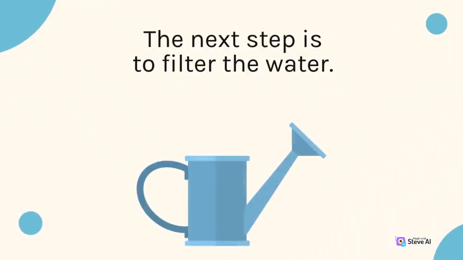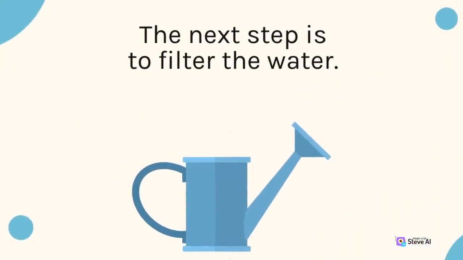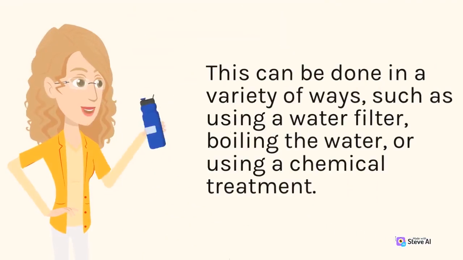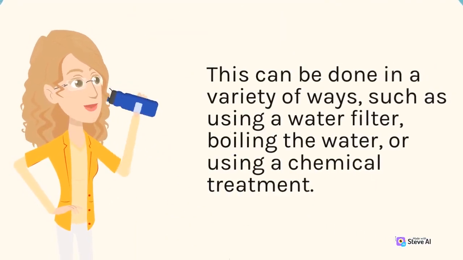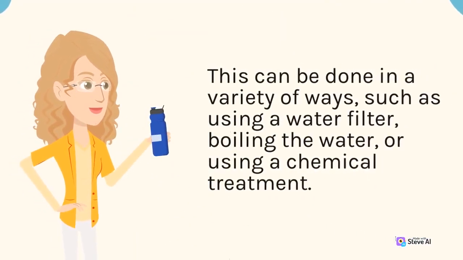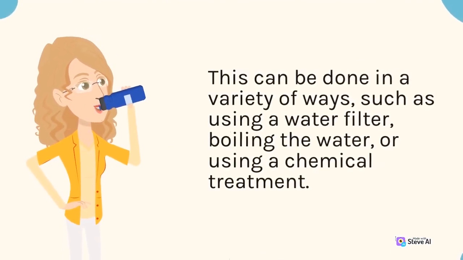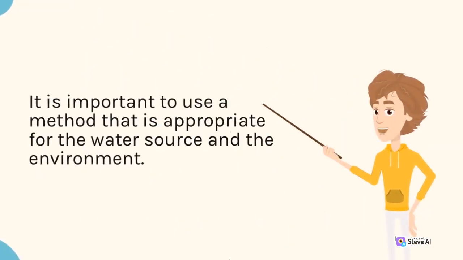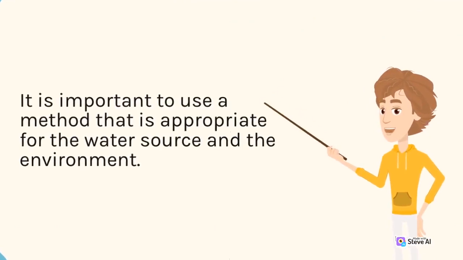The next step is to filter the water. This can be done in a variety of ways, such as using a water filter, boiling the water, or using a chemical treatment. It is important to use a method that is appropriate for the water source and the environment.